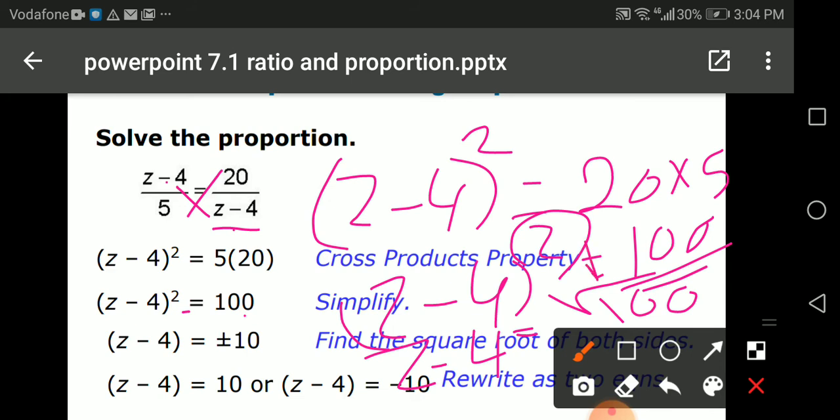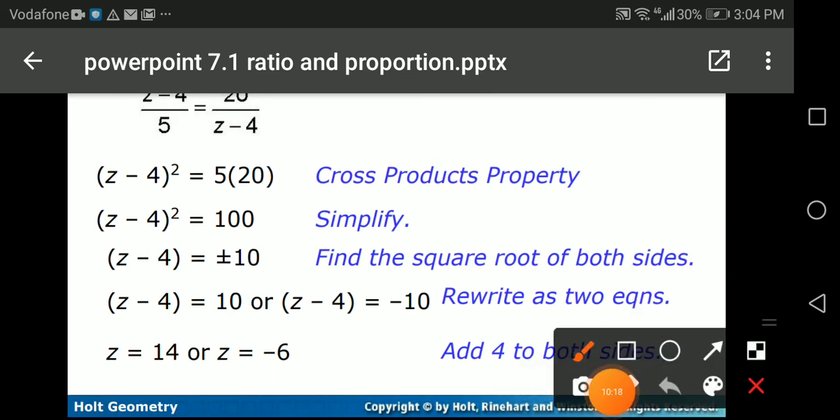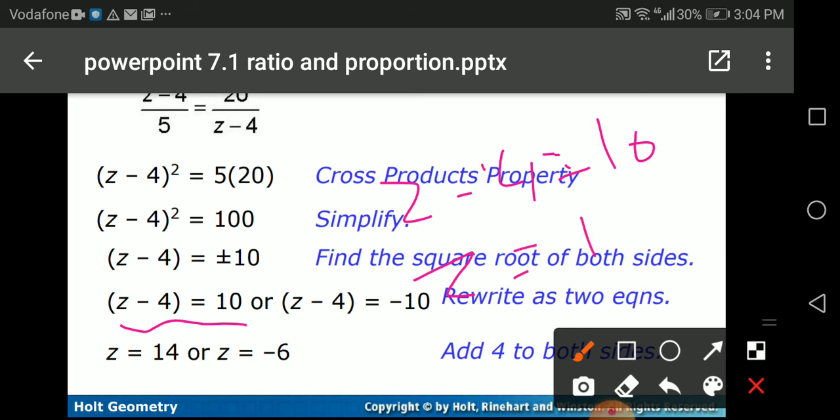Square root of 100 gives me positive or negative 10. So z minus 4 equals 10 or negative 10, one time negative and the other time positive. So I can say z minus 4 equals 10, and then z equals 14, as 4 goes to the other side with a positive sign.